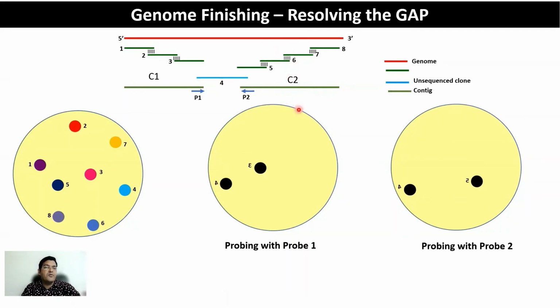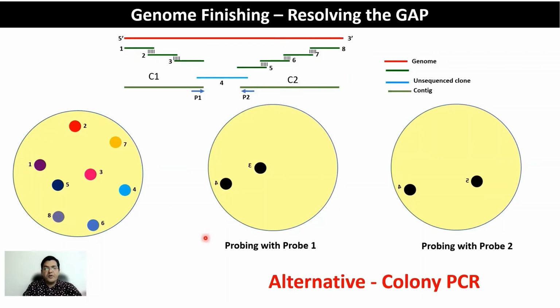So therefore, the only place where you can have amplification using primers P1 and P2 is going to be fragment 4, because it has annealing sites for both P1 primer and P2 primer here. So this could be your alternate method of identifying the colony that contains fragment 4, and this is known as the colony PCR method.